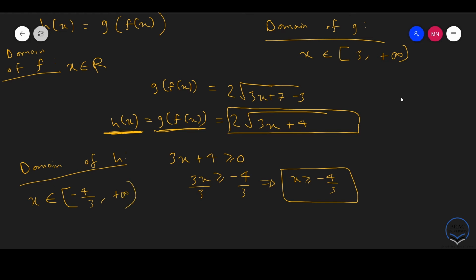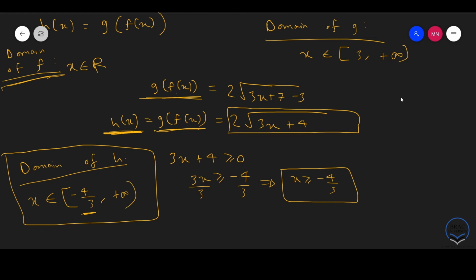Right, so there were no restrictions on the domain of f, but there was a restriction on the domain of g, right? And due to this, our domain of h is all values of x starting from minus 4 by 3 up to positive infinity, where minus 4 by 3 is included in our domain, and we can show this by using this square bracket or box bracket.